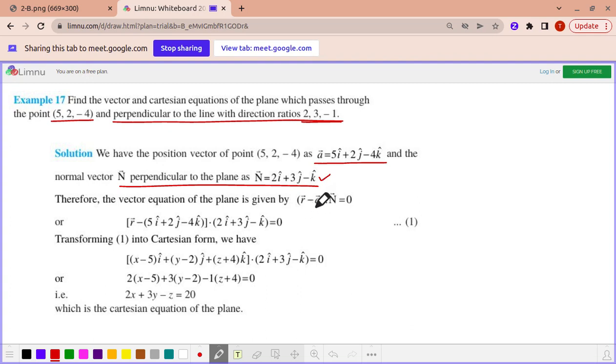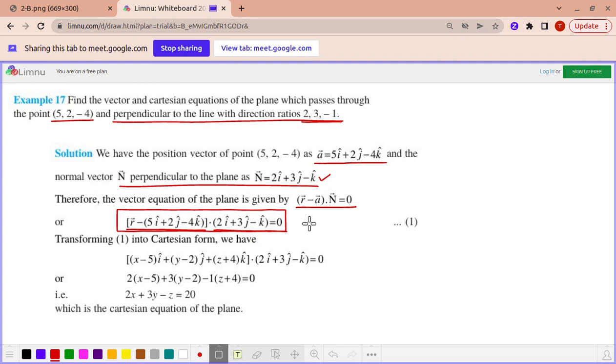So, now what is the equation? We just derived (r vector minus a vector) dot n vector equal to 0. So, we are applying here r vector minus a vector dot n vector equal to 0. That is the Cartesian equation. Sorry, I am so sorry, this is the vector equation. Okay. So, whatever we have derived here, this is the vector equation. Now, according to the question, we need to derive the Cartesian equation as well.